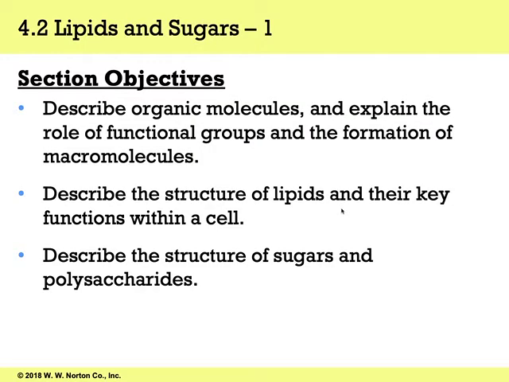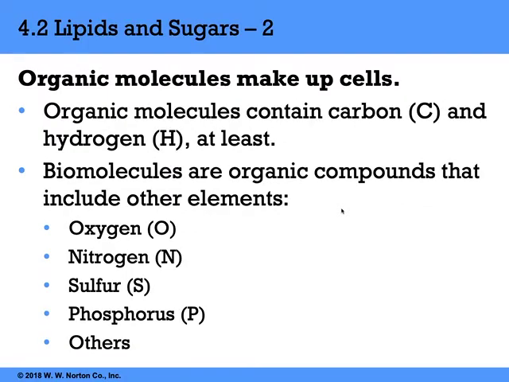Okay, we'll talk about organic molecules and lipids and carbohydrates. Organic molecules contain carbon and hydrogen in the same molecule. Biomolecules are organic compounds that may include other elements like oxygen, nitrogen, sulfur, phosphorus. There's others that you'll find in there occasionally. The reason they're called organic is because organic molecules are associated with life.